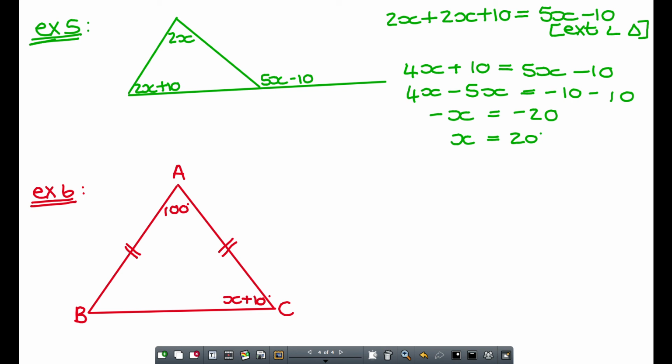B and C. Okay, good. So that will be the first thing that you write down because you get marks for that. You're going to say angle B will be x plus 10 degrees. And why could we say that? Because it was an isosceles triangle. But in our reasons, we can't say isosceles triangle.